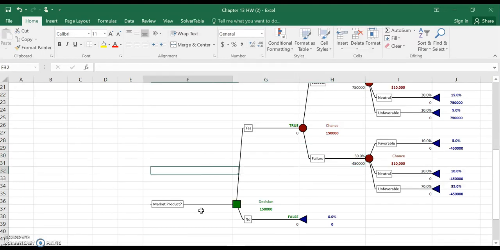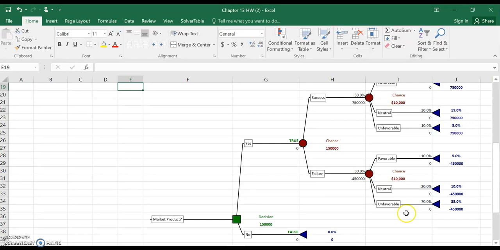All right. So the first thing the student has is market product. And remember that the survey is only going to do any good if you have the information beforehand in order to make a better decision about whether or not to market the product. So what you want to have first is that decision about the survey. So do you do the survey? Okay. And then once you do the survey, then you have the chance of favorable, neutral, and unfavorable for survey results.